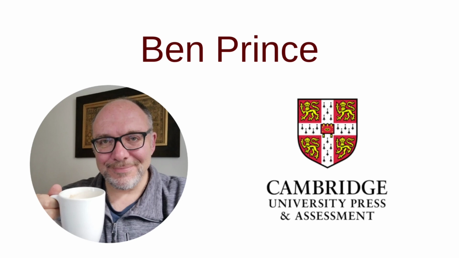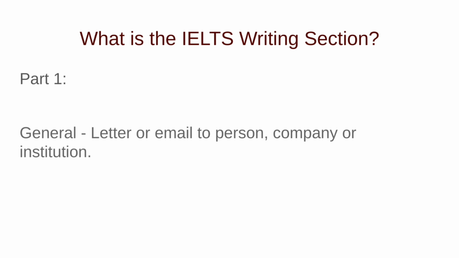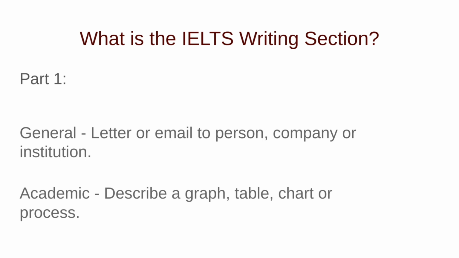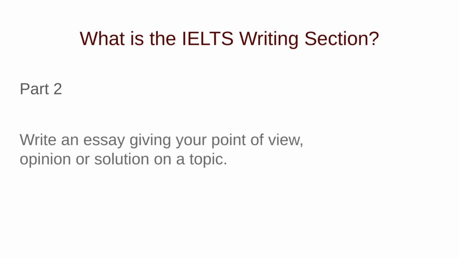Today we're going to look at my top tips for the writing section of the IELTS test. So let's start with what the writing section is. The writing test consists of two parts. Part 1 is different depending on whether you are doing the general or academic test. For the general test, you will be required to write a letter or email to a person, company, or institution. In the academic test, you need to describe a graph, table, chart, or process. Part 2 is the same for both the general and academic tests. You will be asked to write an essay giving your point of view, opinion, or solution on a topic.